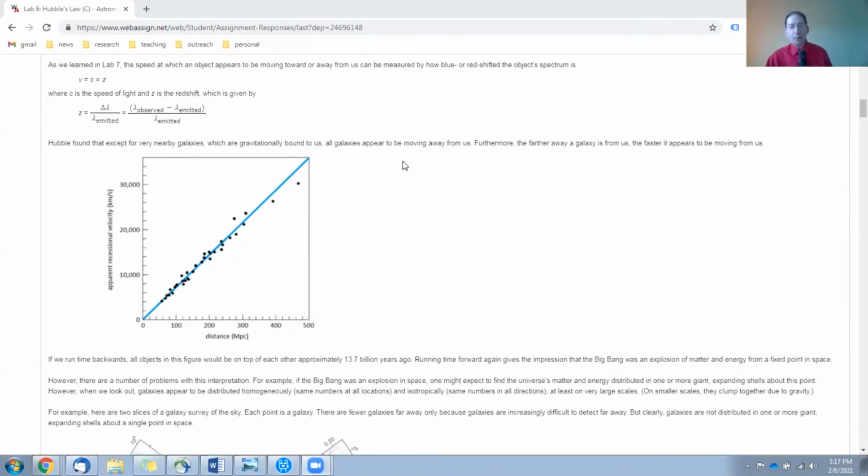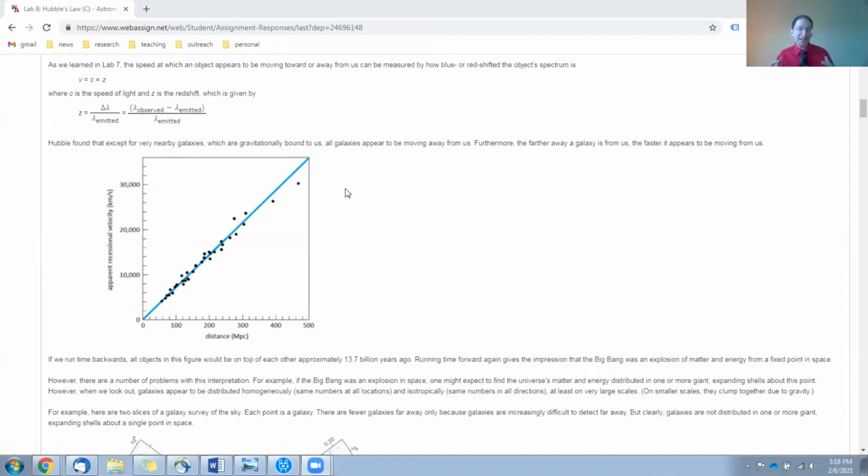So, Hubble measured these quantities for a whole bunch of galaxies and plotted them. And quite to his surprise, he found this linear relationship. So, a couple things about this. First of all, it means that all the galaxies in the universe, except for those that are very, very close to us, are moving away from us. It's like nobody in the universe likes us. Everyone's trying to get away.